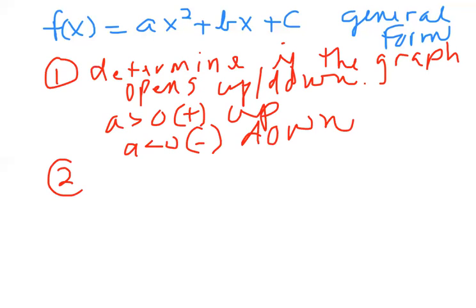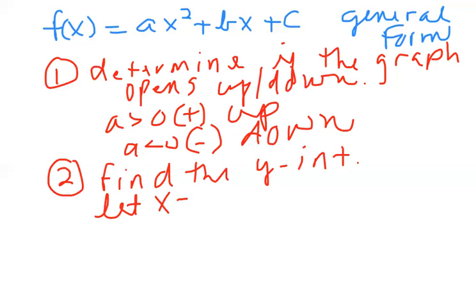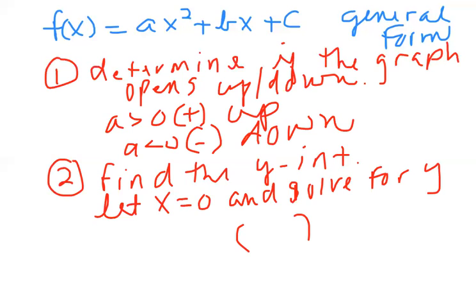Now, number two. The next step is to go ahead and find the y-intercept. Now, this is easy, guys, okay? The y-intercept is where the graph intersects the y-axis. So how do you find it? You let x equal 0 and solve for y. In other words, plug in 0 for every x, find the value of y. So guys, essentially, if you're looking at the general form, you plug in 0 for every x, and the problem just simplifies to (0, c). So the c is your y-intercept.